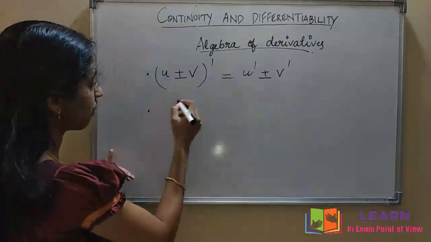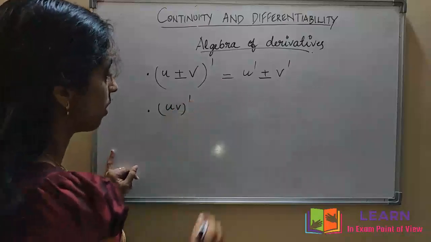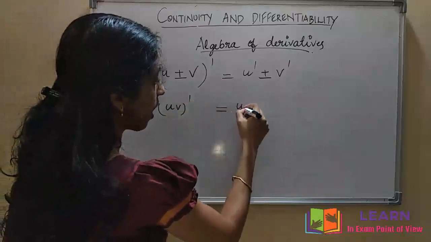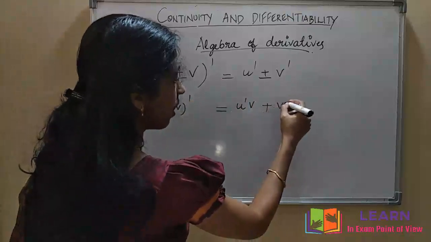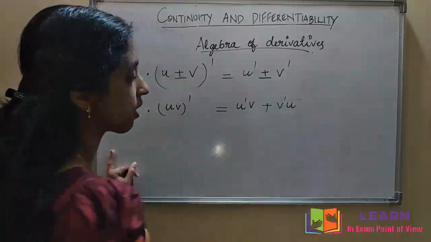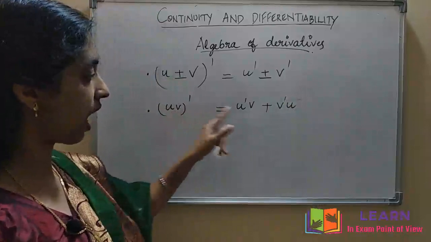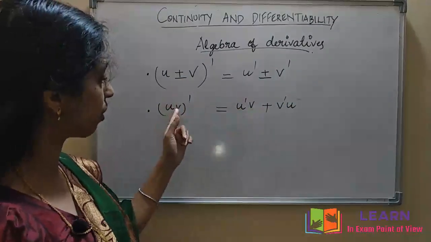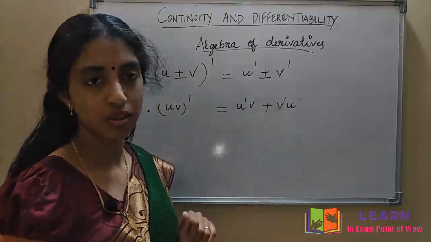Next, if it is the product (uv)', then first you differentiate u', then keep v as such, plus v' then u as such. That is, first derivative of u with v as such, then derivative of v with u as such. It is known as the product rule.